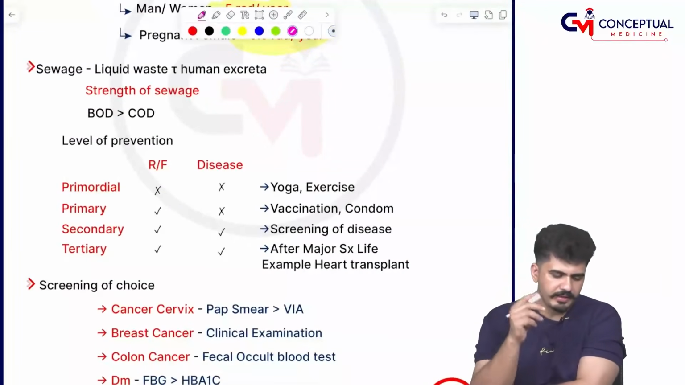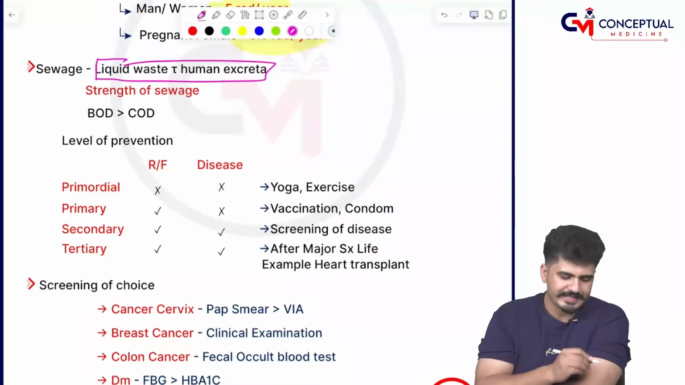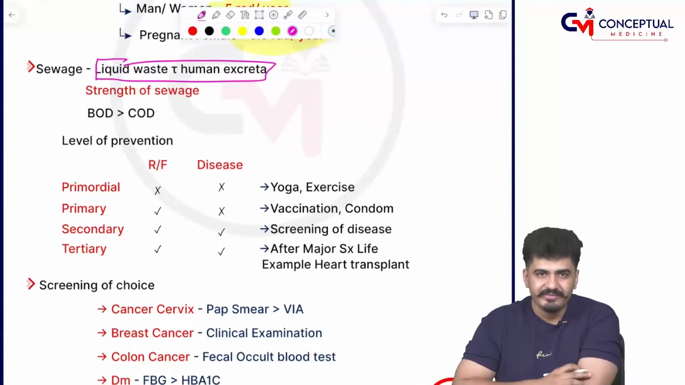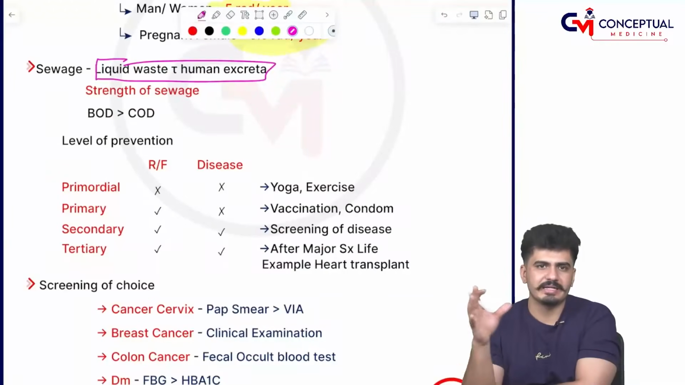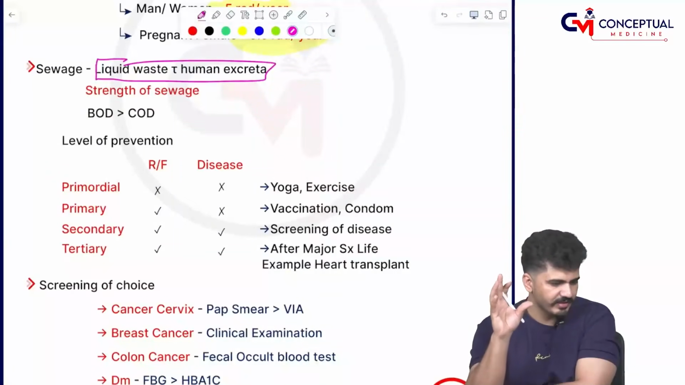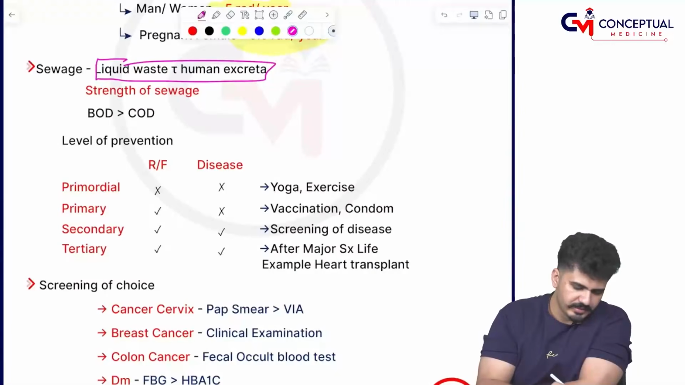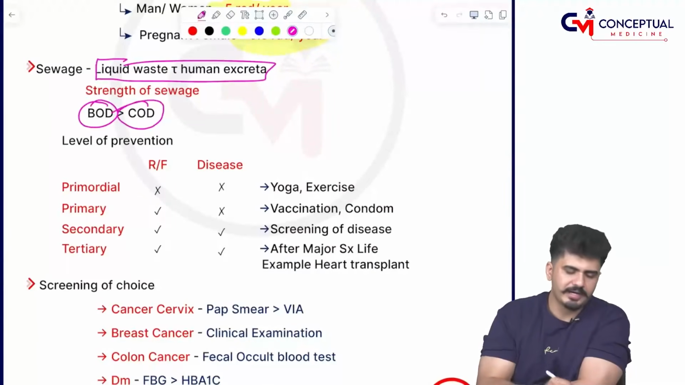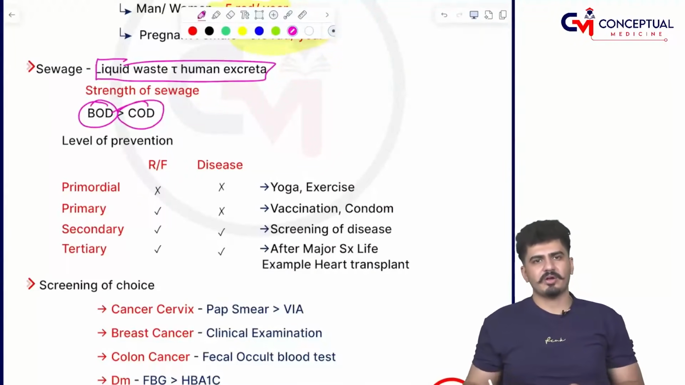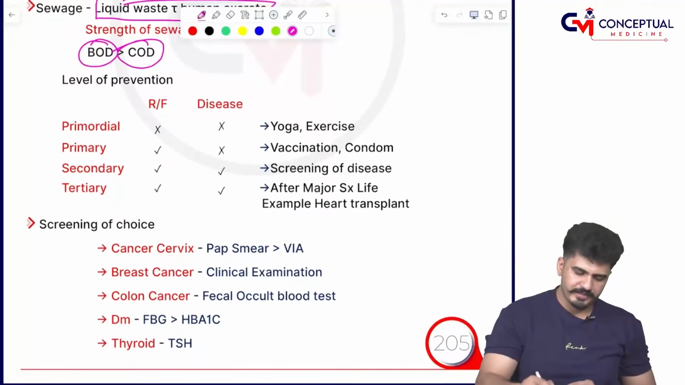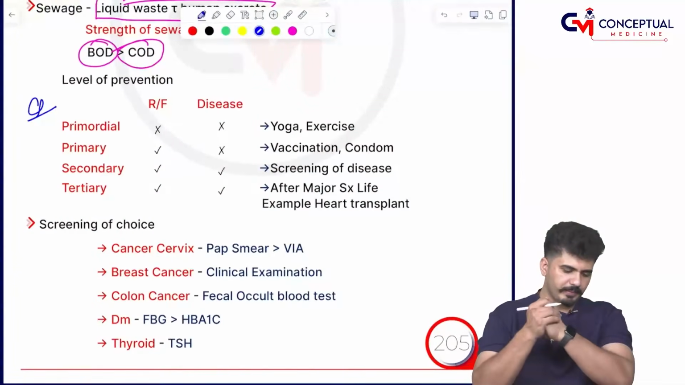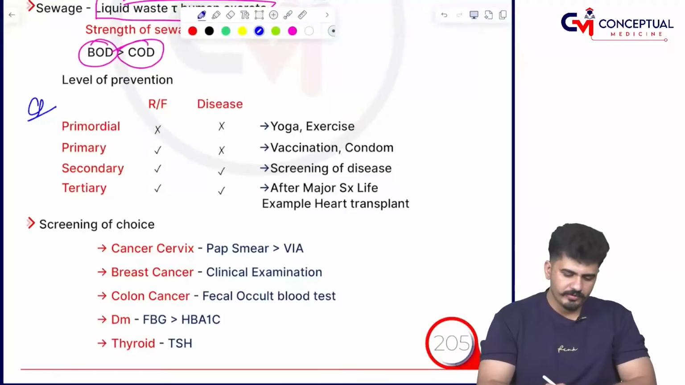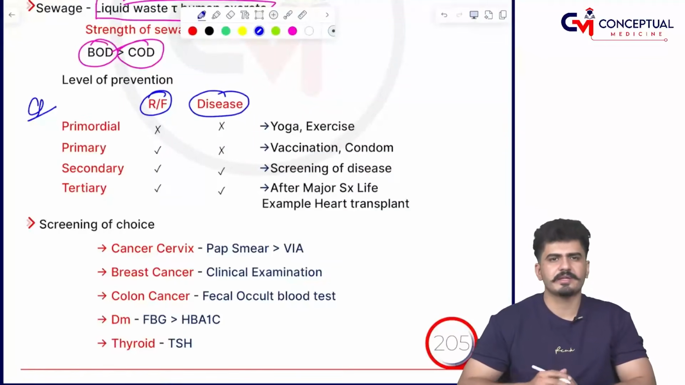Sewage की बात करेंगे. The liquid waste with the human excreta is called as a sewage, where 99% water is there, 1% content is there. Strength of sewage is calculated with the help of, sir, biological oxygen demand is better answer than the chemical oxygen demand. Now the level of prevention is also your exam question. Primordial, primary, secondary and tertiary, sir. Primordial, primary, secondary. Now you see the risk factor and the disease, sir.